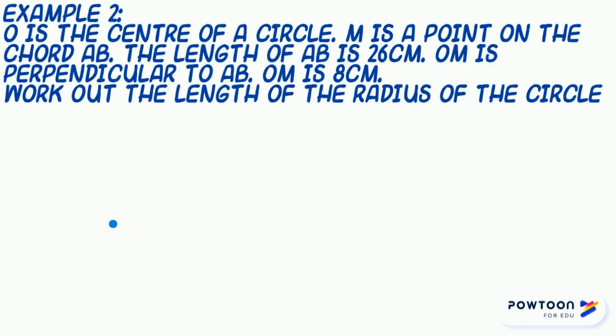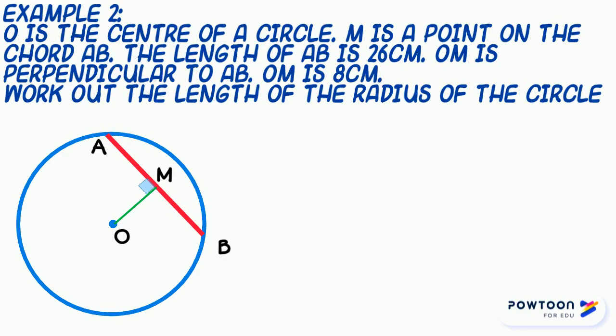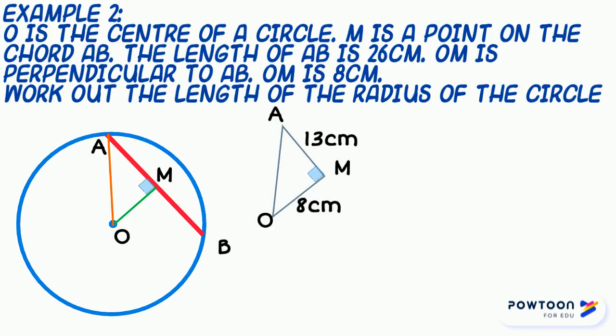Example 2 has the same description. The only thing that changes is that OM is 8 centimeters. They give that information now. And we want to work out the length of the radius. So if we actually draw in that radius, we'll see that it's forming a triangle. And that we can label the triangle where OM is 8 and then AM is 13.